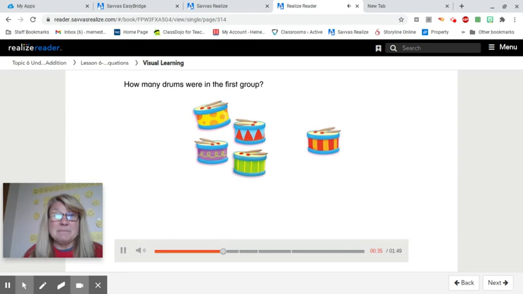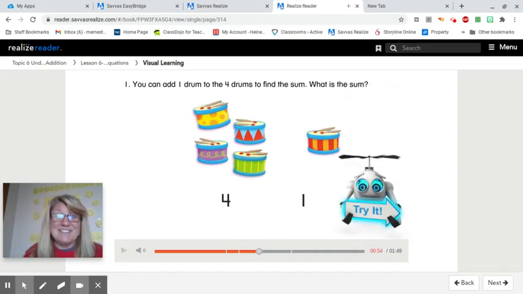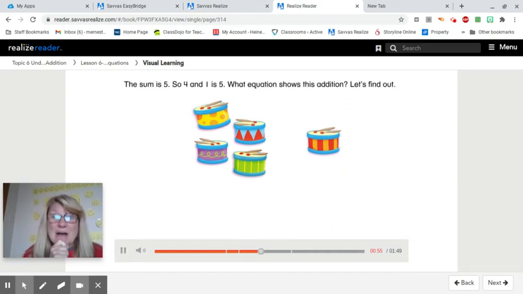We could count. How many drums were in the first group? 4. How many drums were in the second group? 1. You can add 1 drum to the 4 drums to find the sum. What is the sum? 4 plus 1 more equals the sum. The sum is 5. So 4 and 1 is 5.